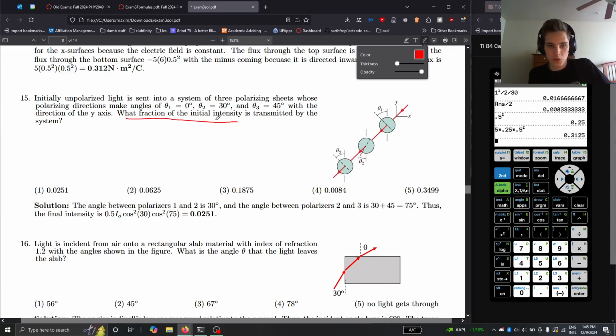So what fraction of the initial intensity? We'll say the initial intensity is just 1. This is unpolarized. The first time unpolarized light goes into a polarizer, the intensity just gets halved. So this becomes 1/2. We turn from 1, halve it, 1/2. Now the light is polarized at angle 0 degrees from the y-axis. So it's now polarized like that.